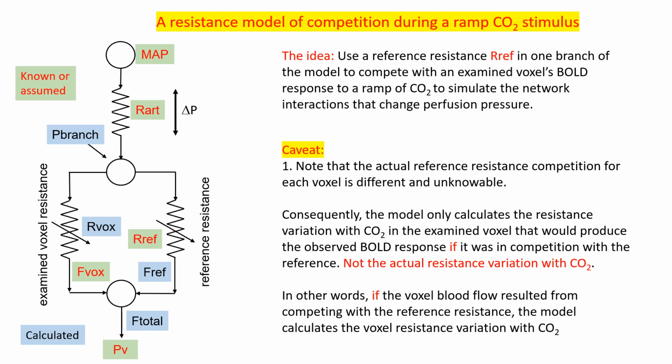There is a caveat. Note that the actual reference resistance competition for each voxel is different and unknowable. Consequently, the model only calculates the resistance variation with carbon dioxide in the examined voxel that would produce the observed BOLD response if it was in competition with the reference, not the actual resistance variation with carbon dioxide. In other words, if the voxel blood flow did result from competing with the reference resistance, the model calculates the resistance variation with CO2.